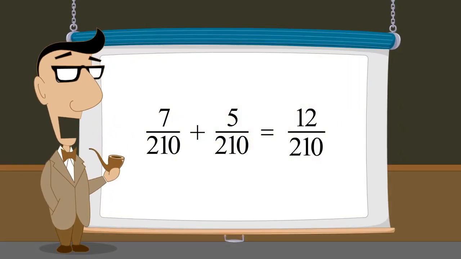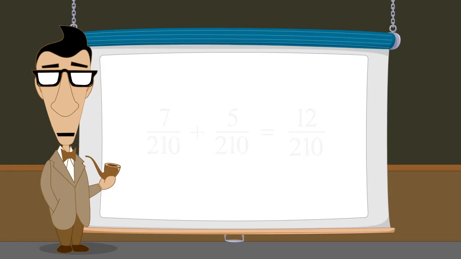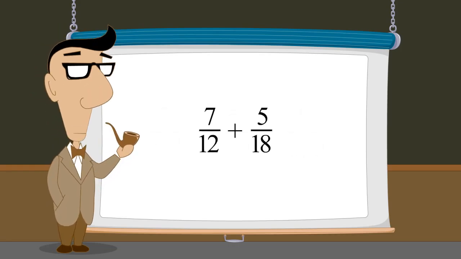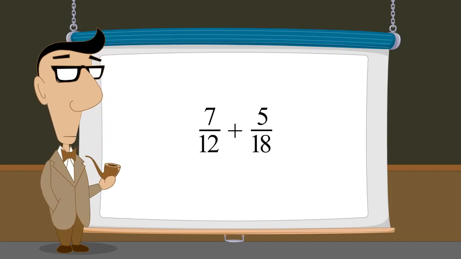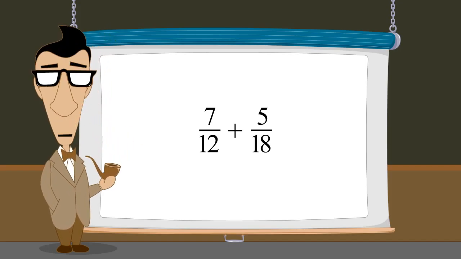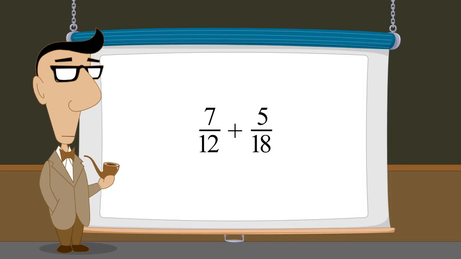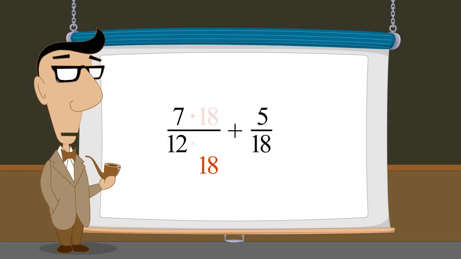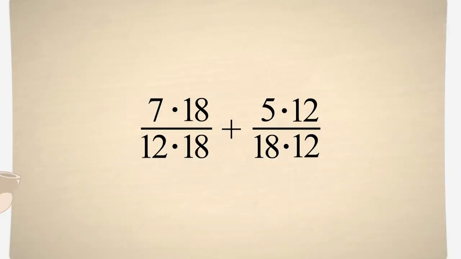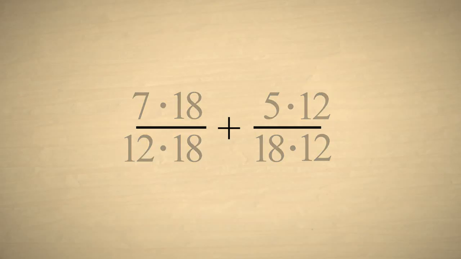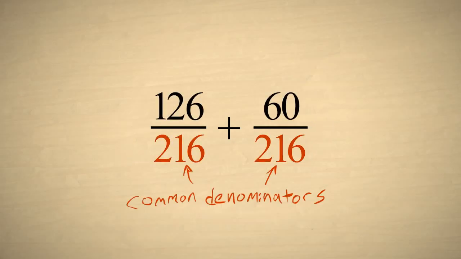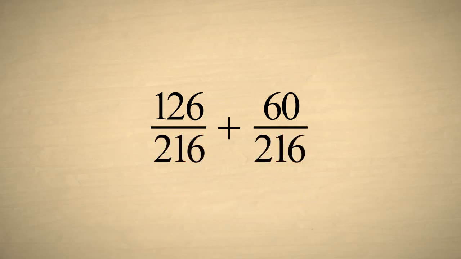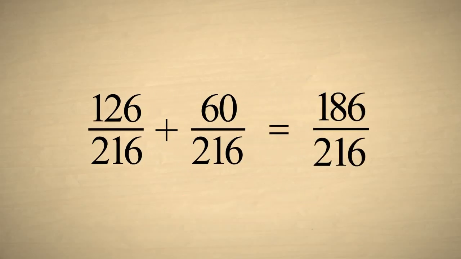To see the advantage of using the least common denominator, let's take the example we looked at in the beginning of the lecture, 7/12 plus 5/18, and find a common denominator as we did in the previous lecture, multiplying the top and bottom of each fraction by the other fraction's denominator. Using this technique, we end up with a common denominator of 216 and a sum of 186/216.